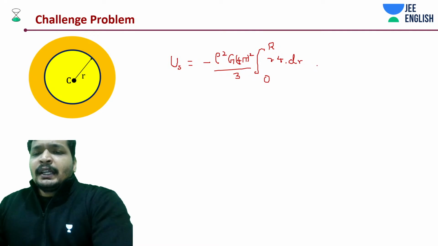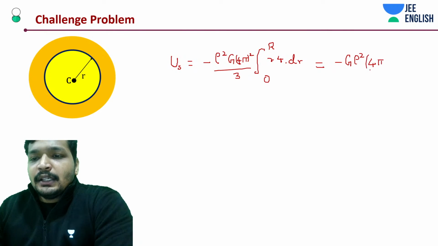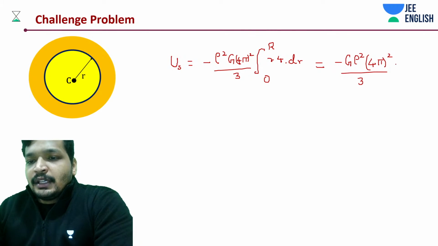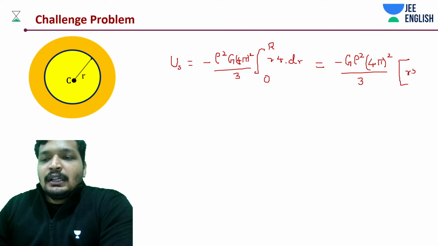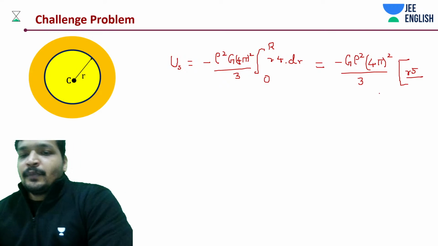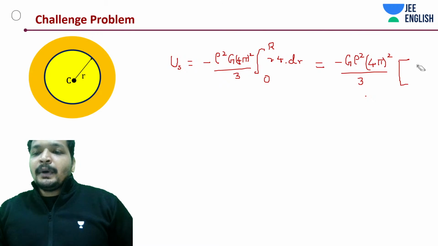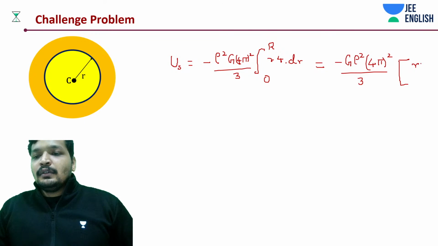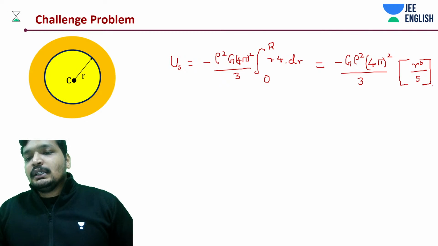Okay. So if we integrate this term, what do we get? As usual, it's a very simple one, and it's going to be minus g rho square 4 pi whole square. Just keep that 4 pi as it is, even if it is simplifiable, don't do it unless it's necessary. Integration of R to the power 4 dr is going to be R to the power 5 by 5. Easy, right? Damn easy.